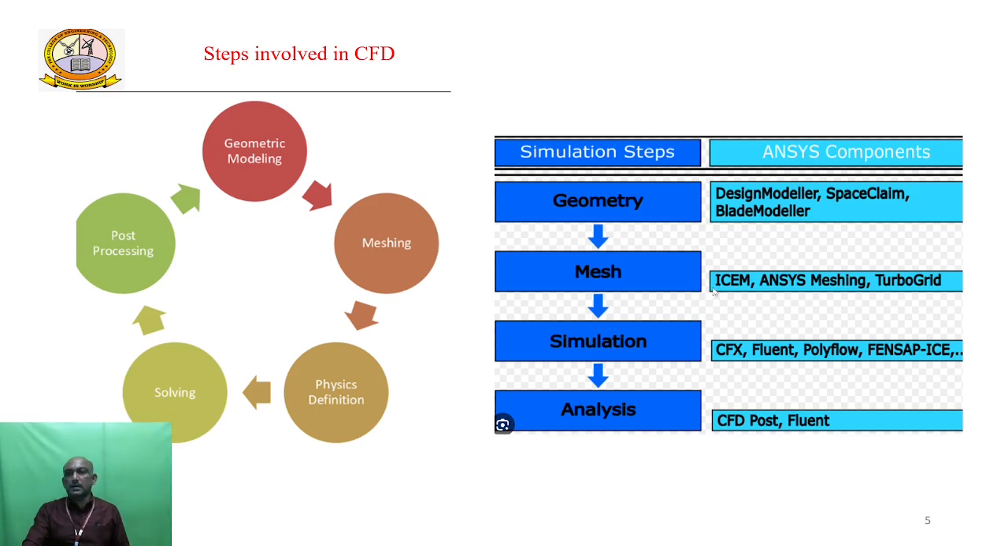Then mesh: ICEM, ANSYS meshing, TetraGrid, these are different types and methods to mesh the geometry and boundary control volume. Then simulation: CFX, Fluent, and others are included in the ANSYS software itself. We can simulate the fluid flow according to the equations. Then analysis and post processor. In this video we discuss some basics of the steps involved in CFD.